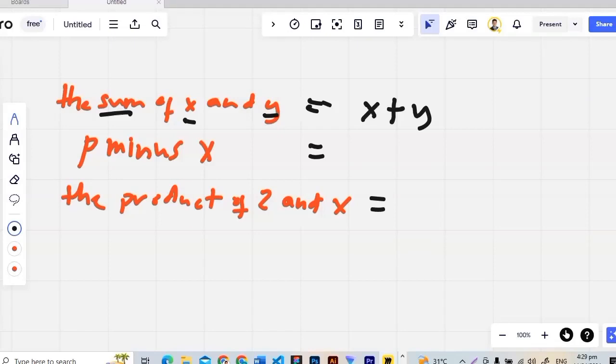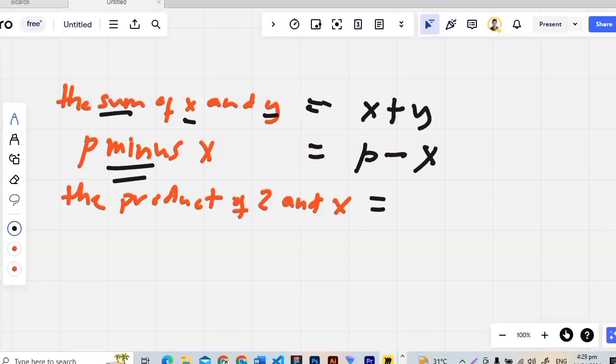Okay, the second one, p minus x. When we say minus, this is subtraction, or you have to subtract. So p, you have to write p here, and minus x.